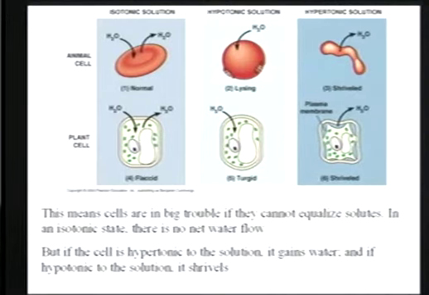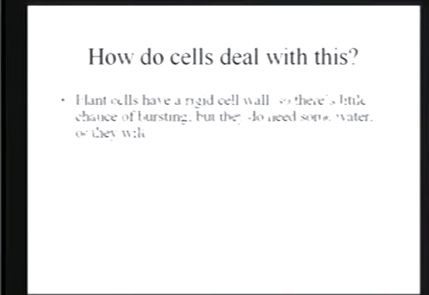What that means for an animal cell, for example, is it's got to maintain an isotonic state or it's in big trouble. So how do cells deal with this? Plant cells, no big deal. They have a rigid cell wall. It's unlikely that they're going to burst, given that that cell wall is a very strong, durable structure. So plant cells can absorb quite a bit of water. They expand, and that water exerts a pressure against the cell wall, which is very rigid.